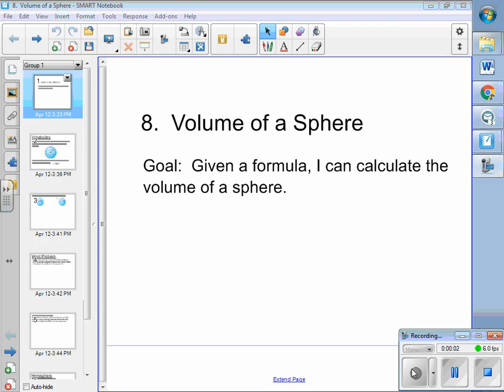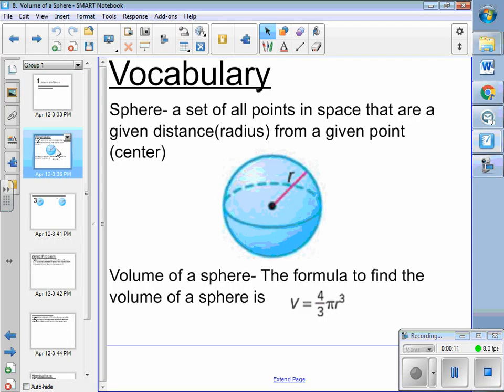Today's lesson is volume of a sphere, and our goal is that if we're given a radius or given a formula, we can calculate the volume of a sphere. A sphere is the set of all points in space that are a given distance, or radius, from a given point, the center. The formula for the volume of a sphere is volume equals 4/3 pi r cubed.